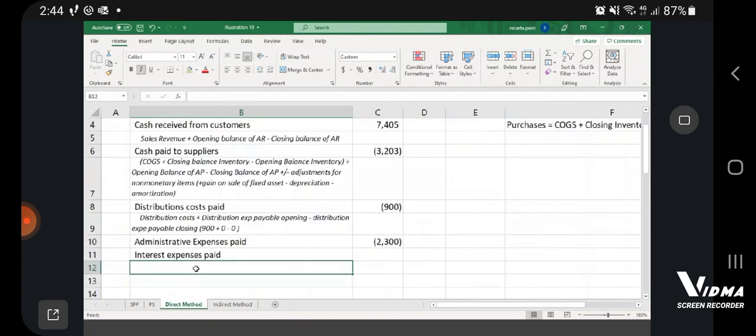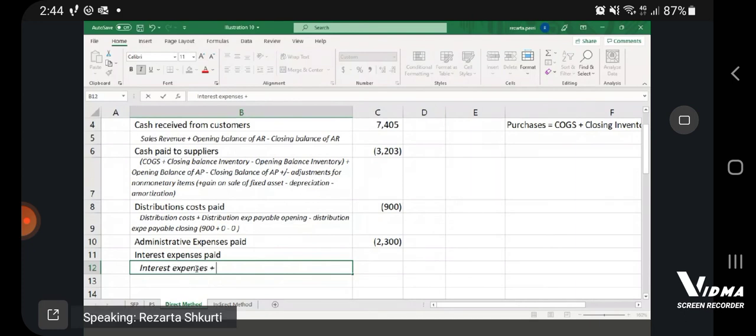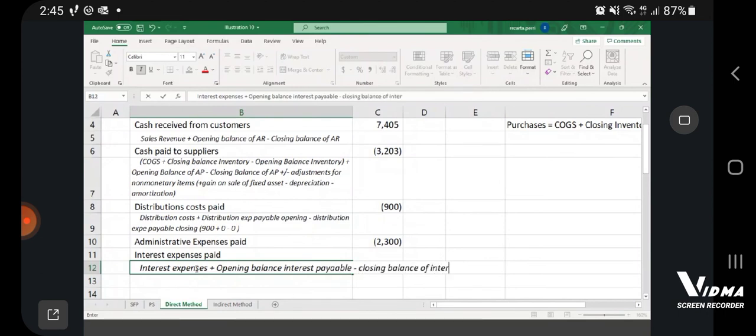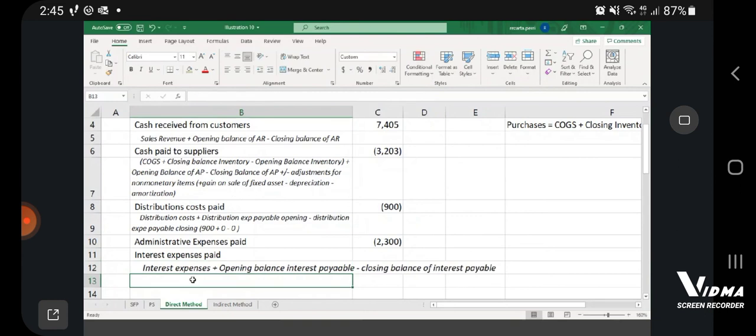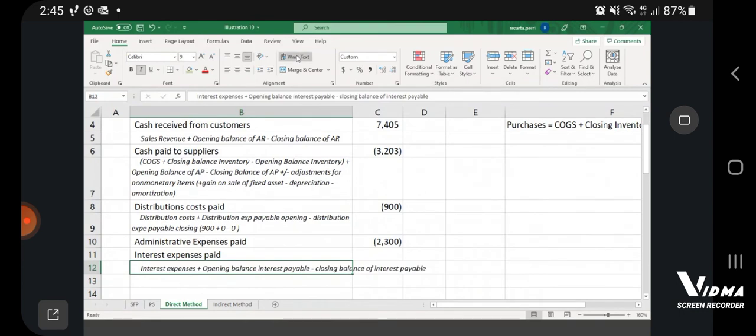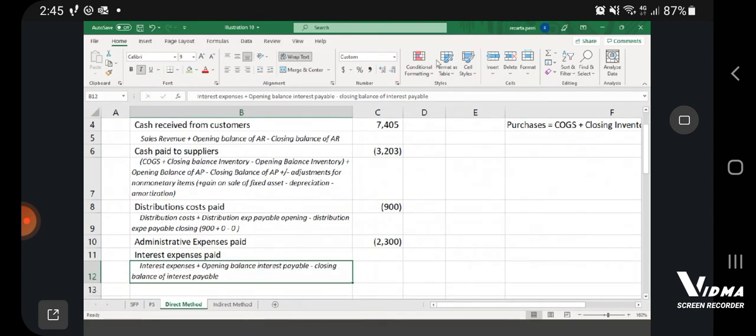Under the direct method, interest expenses paid will be equal to interest expenses plus opening balance of interest payable less closing balance of interest payable. That would be the formula that we need to apply here. Any question regarding the formula that we have included to calculate the interest expenses?